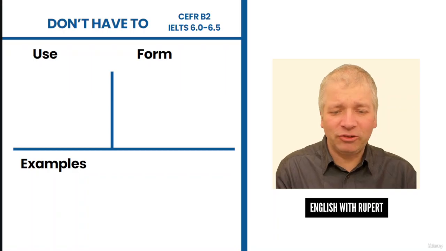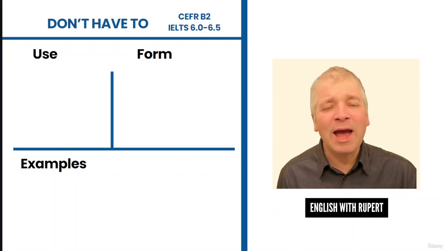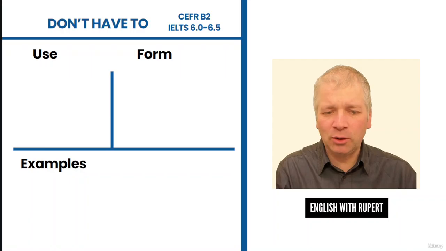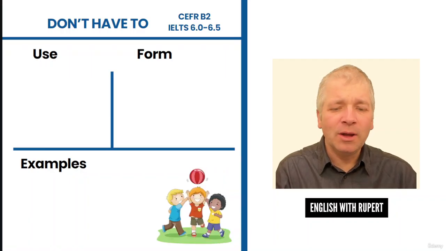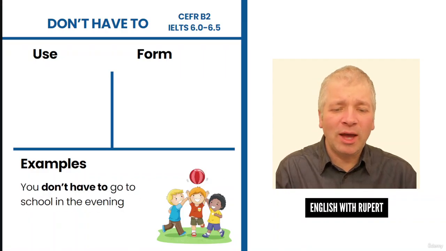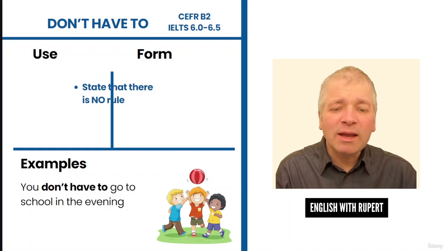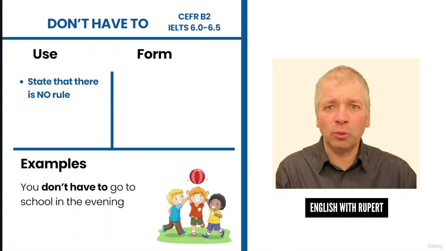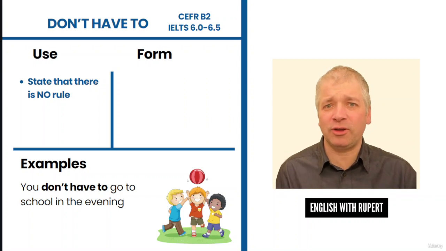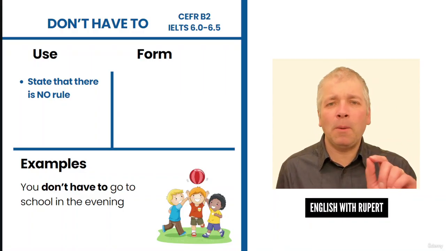And one complication is when attempting to use the negative form of have to, because there is a difference in meaning here. Have a look at these children now. They are not in school. Why? Because you don't have to go to school in the evening. And here we're stating that there is no rule. It's different. If we said you mustn't go to school in the evening, then it's a rule. You must obey this command.